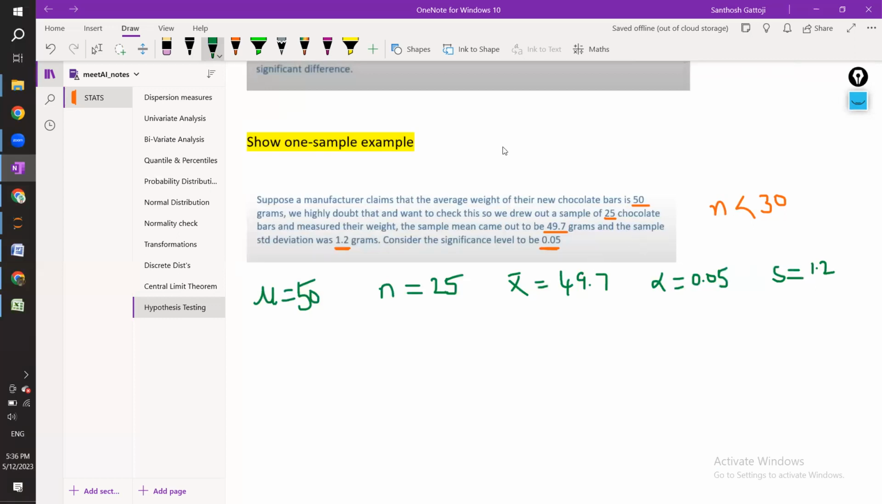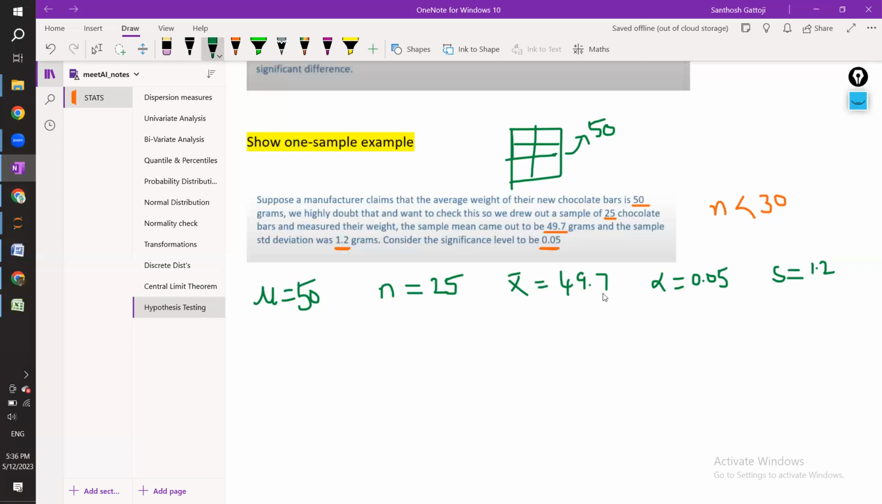Using that, we need to test his statement that the new chocolate bar weighs 50 grams. For that I considered 25 chocolate bars and calculated the weight. I got a sample mean of 49.7, but from this sample, can I just declare that his statement is false, or that I cannot reject that statement?